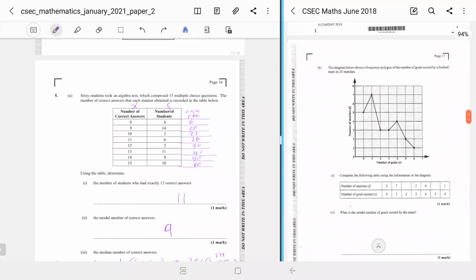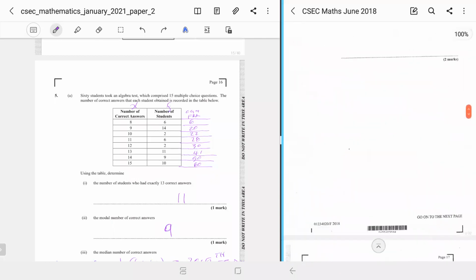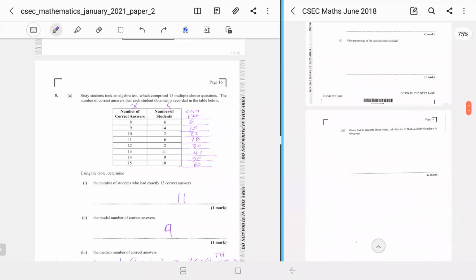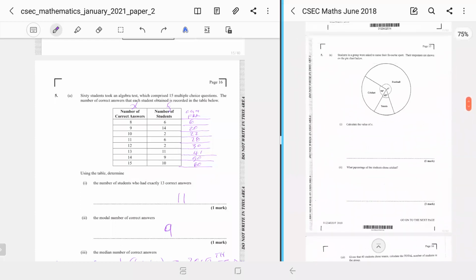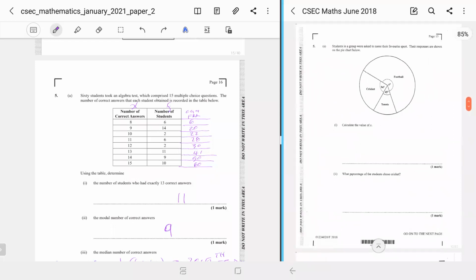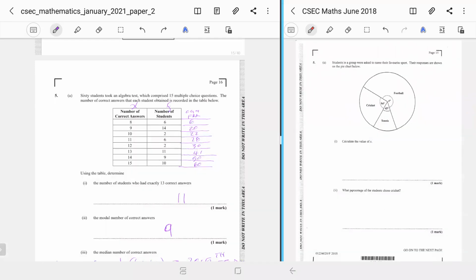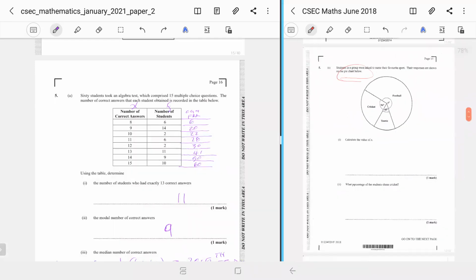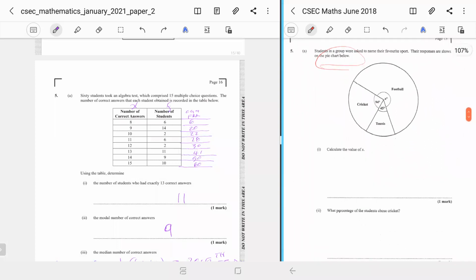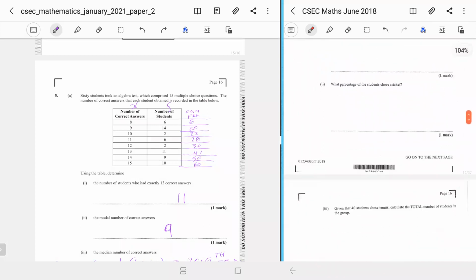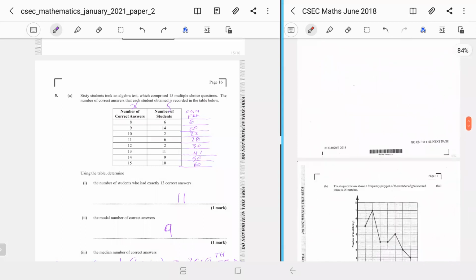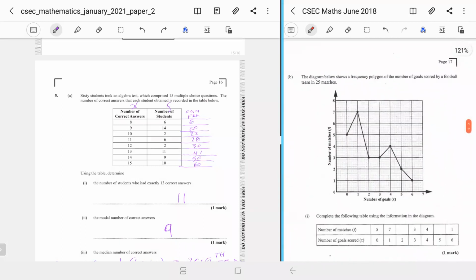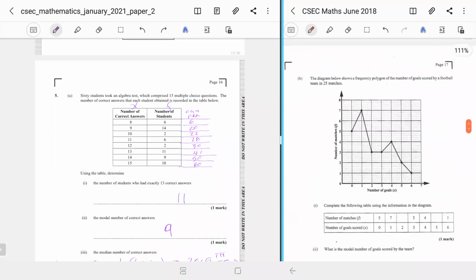So this one I give a line graph. Let's see. There's a pie chart I gave in this exam. See? You have to read information from the pie chart. So we'll eventually do all these questions. Don't worry yourself. We will be doing all these questions. Then they gave a line graph. No, they gave a frequency polygon.